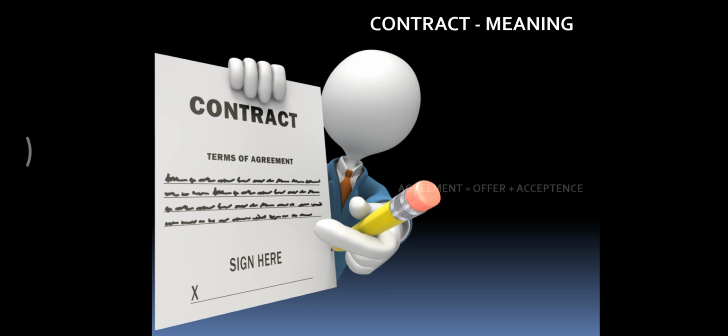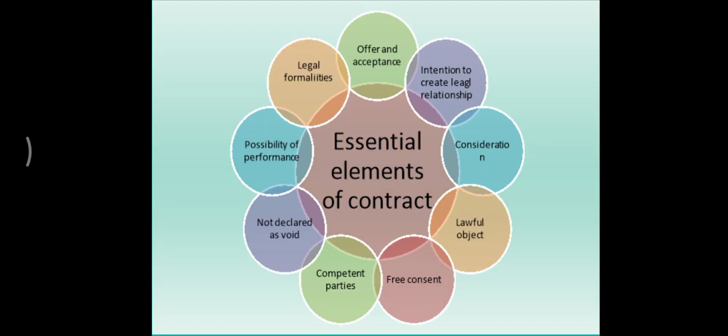So, it is also termed that agreement is equal to offer and acceptance. Only if there is offer and acceptance, it will be termed as an agreement, which will result in a contract. So this is the meaning. And coming to the essential elements of the contract, which is very important. There are so many concepts in the Contract Act, but these essential elements are expected to be maintained in all parts of the contract. So it is very important to know this concept. So let us begin the essential elements of contract in detail.